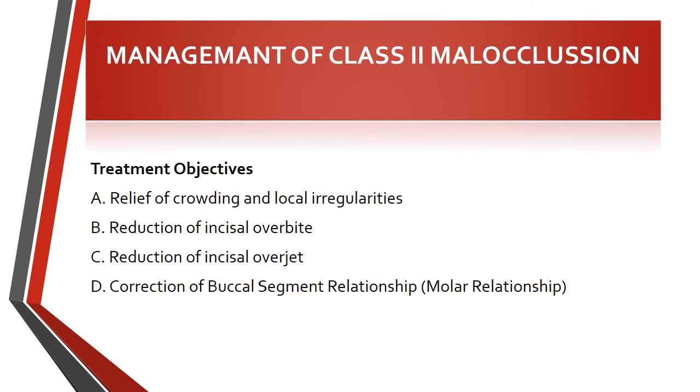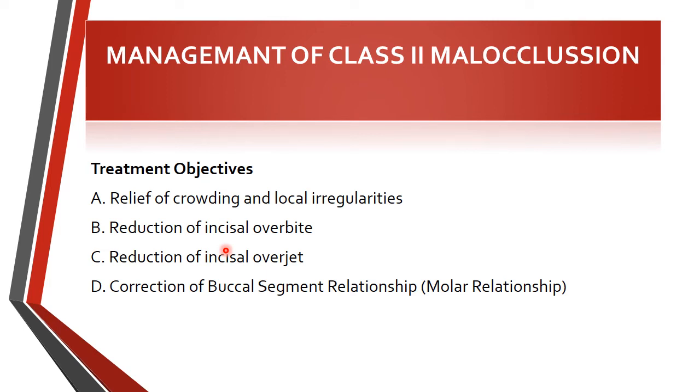There are four treatment objectives of Class II malocclusion. The first one is the relief of crowding or any local irregularities. The second one is the reduction of the incisal overbite, because if the incisal overbite is excessive, it is not possible to reduce the overjet completely. We will not have the freedom to move the upper and lower incisors without reducing the overbite.